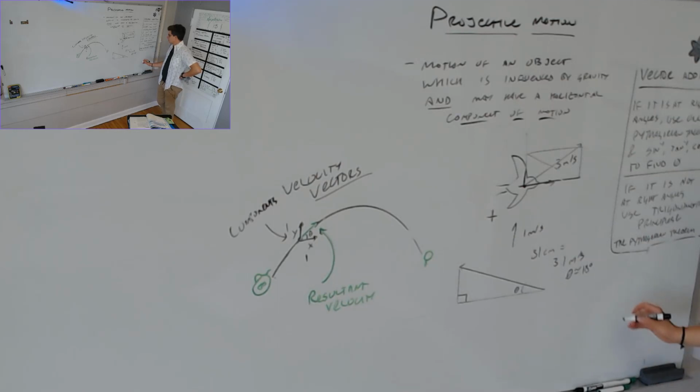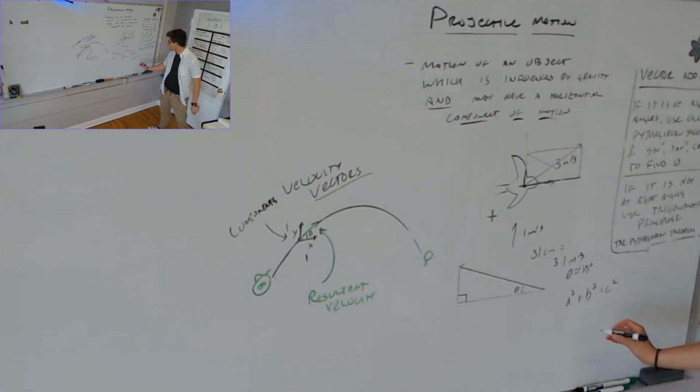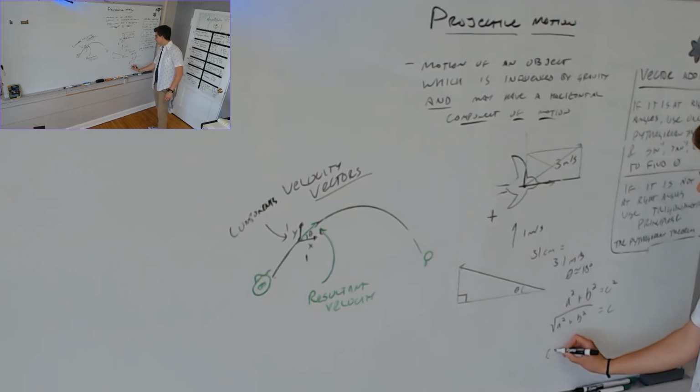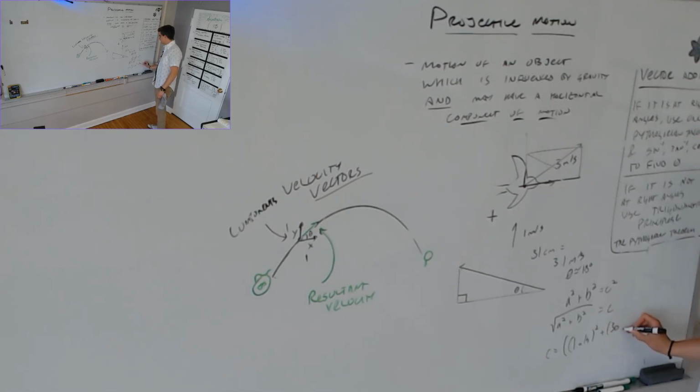In this case, since it is at right angles, we use the Pythagorean theorem. A squared plus b squared equals c squared. No news there, right? Solving for just c, we end up with the square root of a squared plus b squared equals c. So c equals the square root of, and I like to put it like this because it's how I would put it in my calculator, (1 meter per second squared plus 3 meters per second squared) all raised to the 1/2 power. Raising to the 1/2 power is the same as taking the square root.